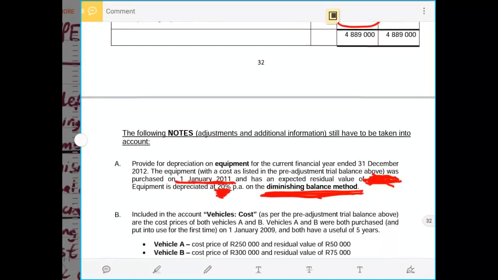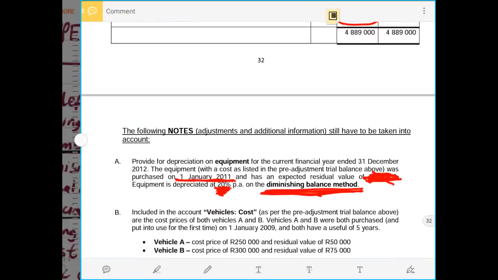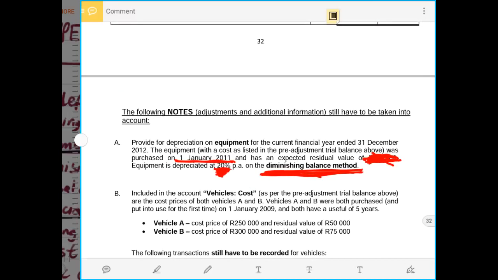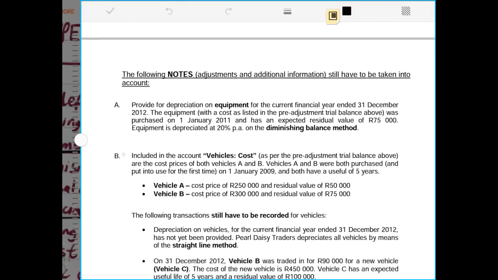So now that was just the first requirement, or the first adjustment. Remember, we're not required to do journal entries. We just have to provide for depreciation in the income statement, as instructed. Therefore, now I am doing number B.